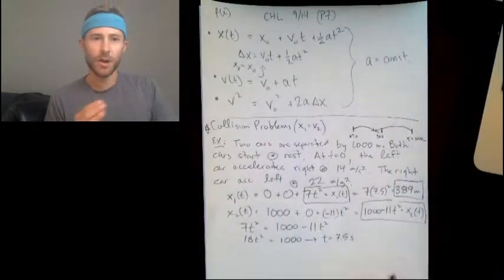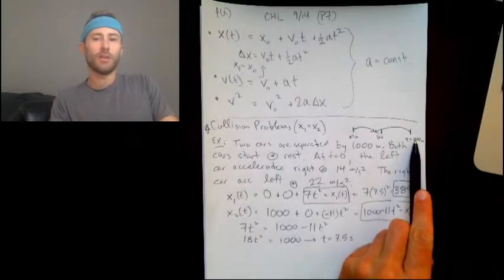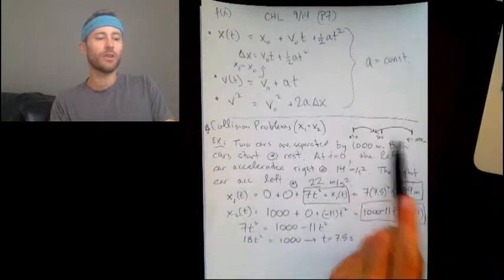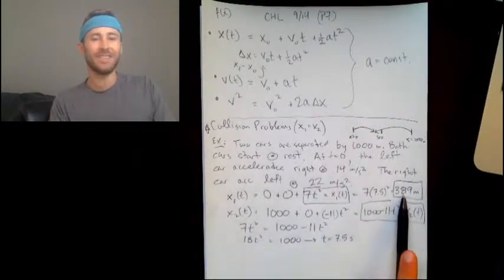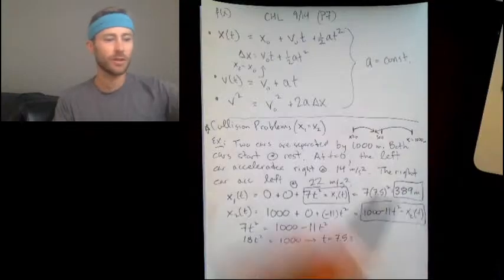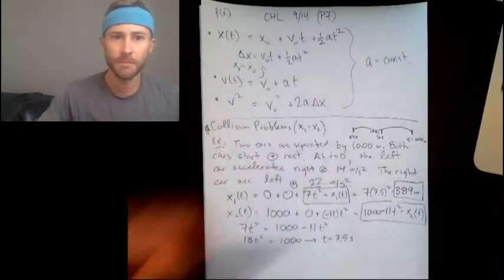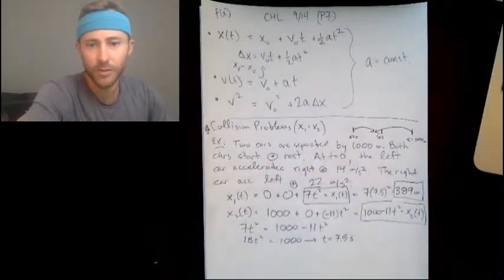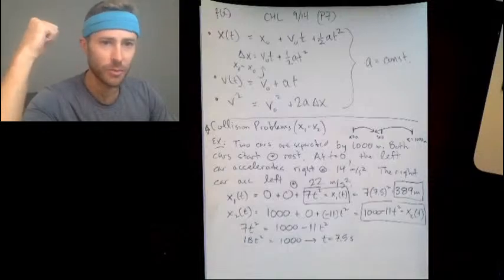Okay, so remember how we said that because the right car has a greater acceleration than the left car, the collision will take place left of center. And 389 is, in fact, to the left of center because anything less than 500 would be left of center. Okay? So that makes sense with our intuition.